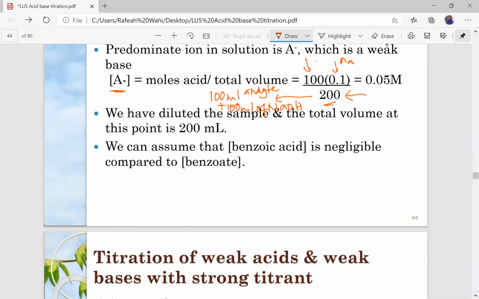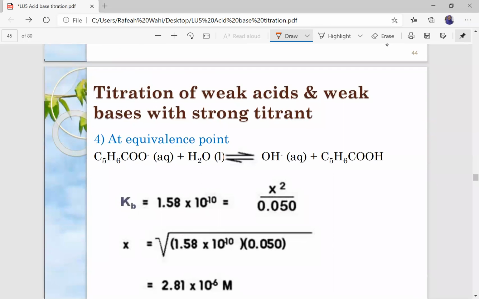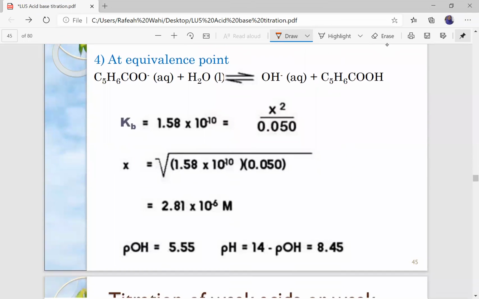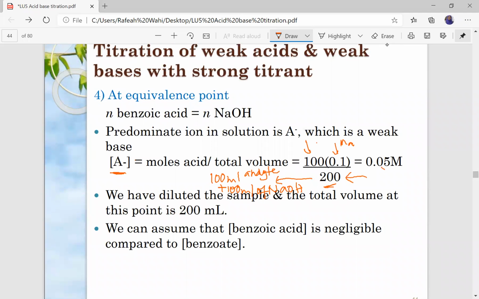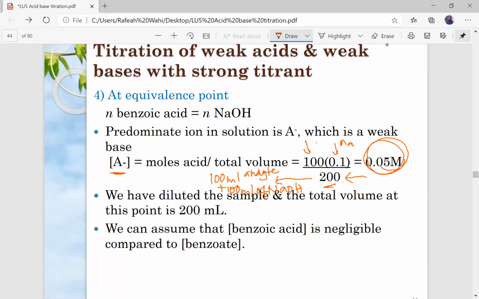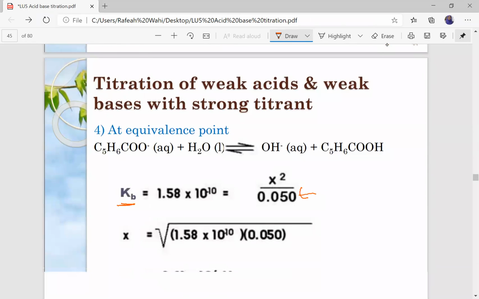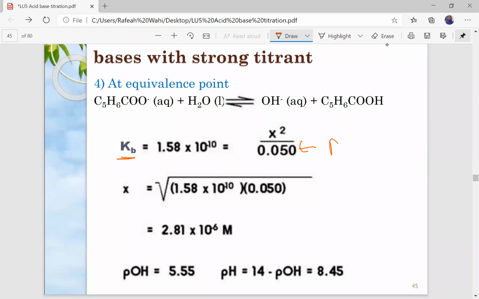Okay. So at equivalence point, again, we have calculated Kb. So Kb just now is 1.58 times 10 to the power negative 10. So it is equal to x squared divided by the concentration of conjugate base at equivalence point, which is 0.05 molar.